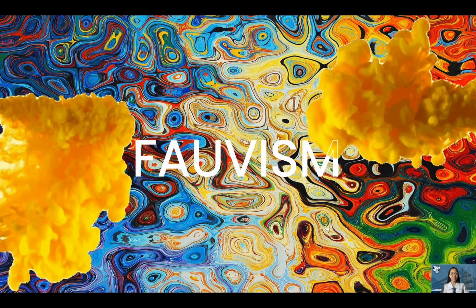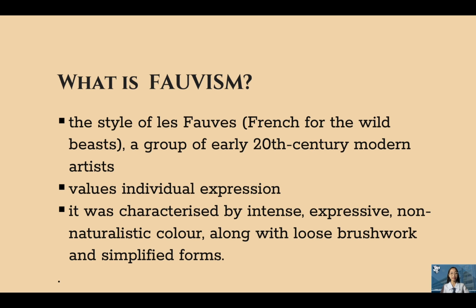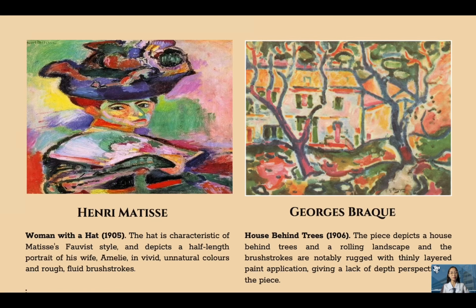And lastly, Fauvism. Fauvism is the style of Les Fauves and the first avant-garde movement of the 20th century. In Fauvism, the artist's experience of his subjects and his emotional response to nature were more important than academic theory. For example, Woman with a Hat of Henri Matisse. The hat is characteristic of Matisse's Fauve style and depicts a half-length portrait of his wife, Amélie, in vivid and unnatural colors and rough, fluid brushstrokes.